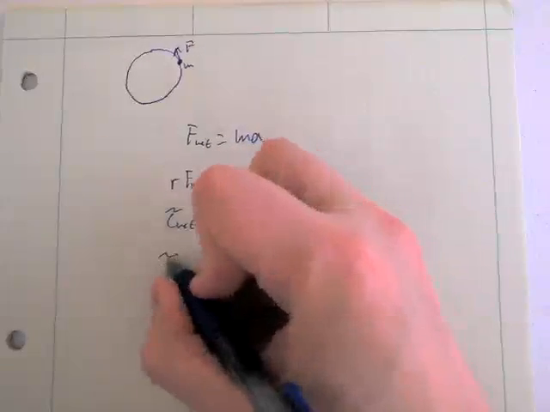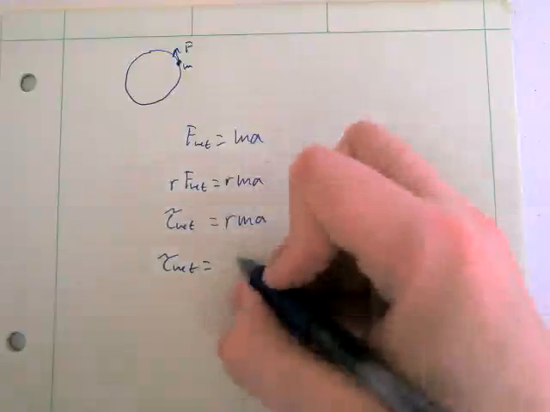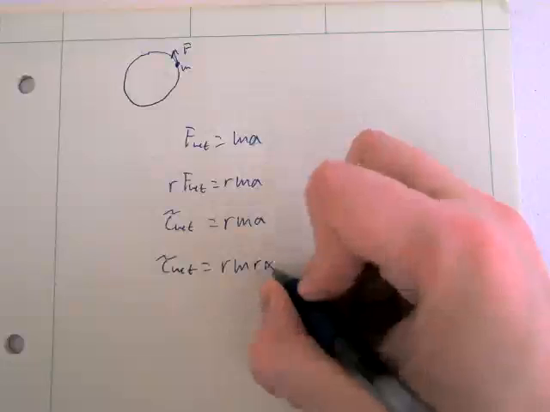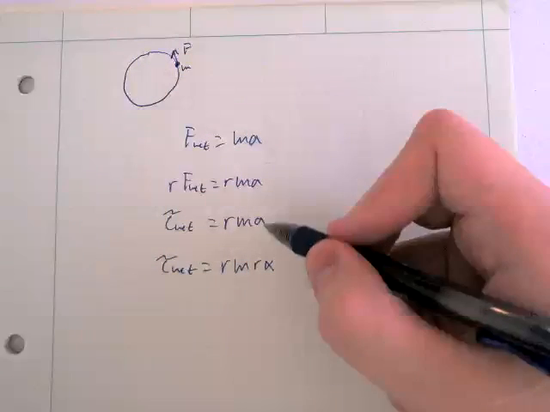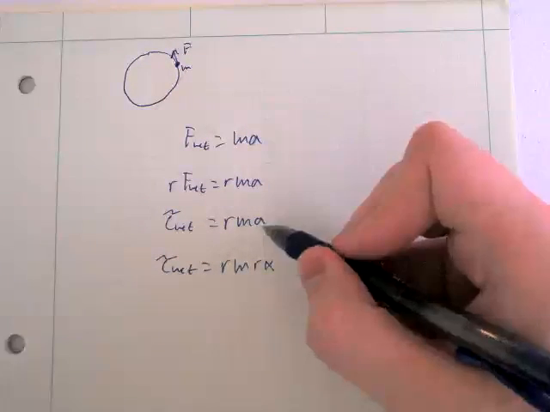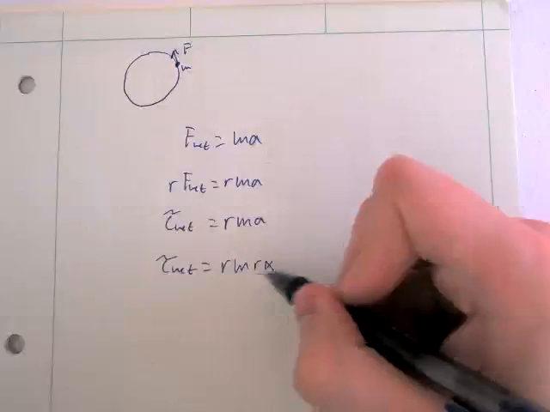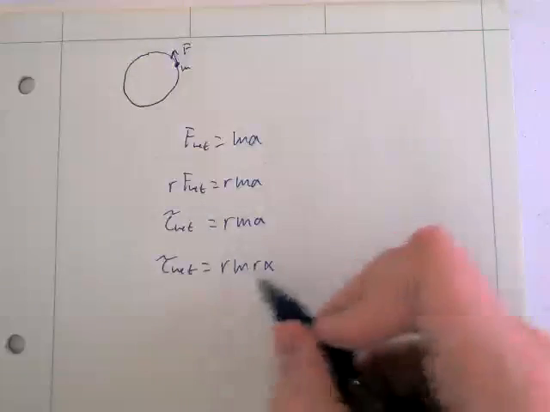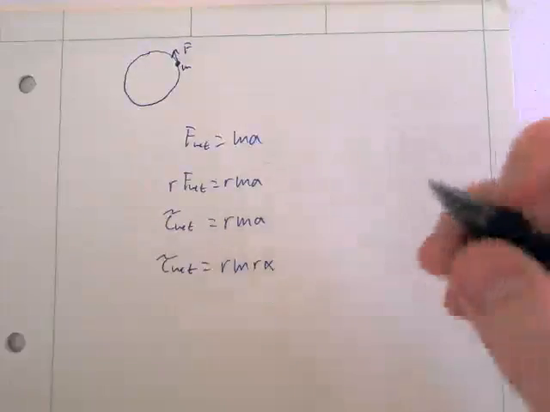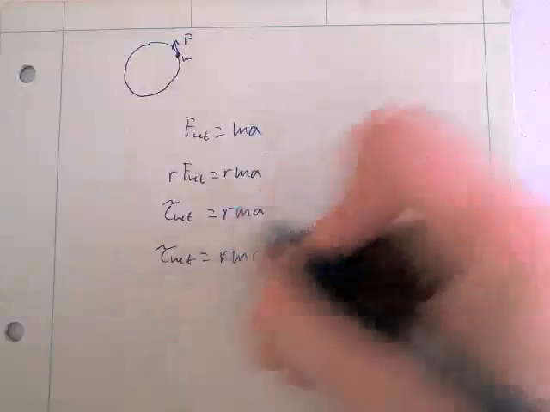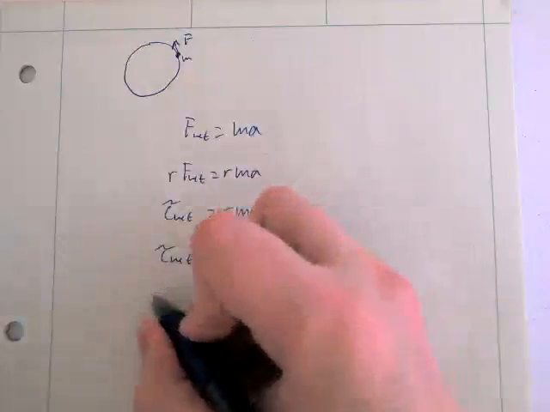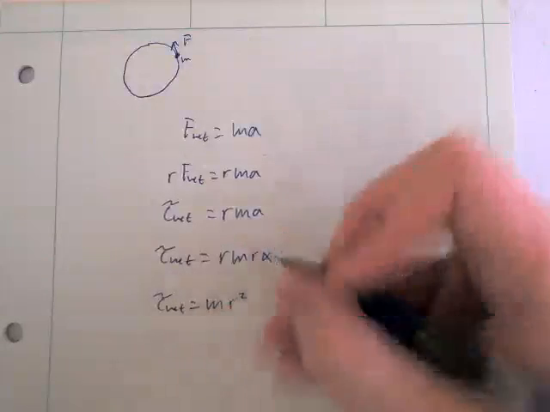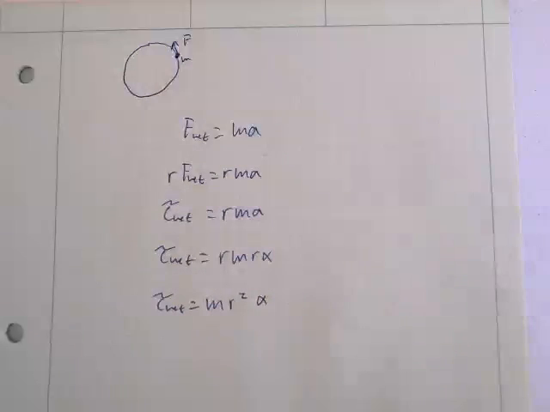What do I get when I do that? Right now, my net torque is equal to R times m times R times alpha, right? If you solve for the tangential acceleration in terms of r and alpha, it's just r times alpha. So we can combine this a little bit and rewrite it, and we'll start to see an equation that looks very familiar. Of course it should, because we started with it up here. So we now have our net torque is equal to m r squared times alpha.